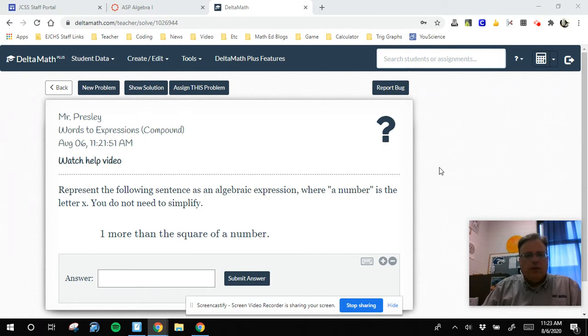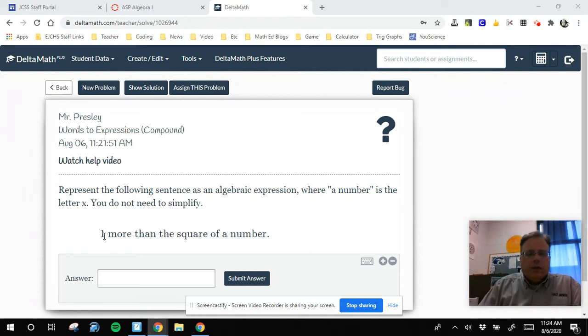So in a previous video, we looked at how we would convert from a sentence, like here in the middle, toward math. So it's just sort of writing it in math language. Well, something I left off was when you have more than one thing to worry about, and that's what compound is. It's two or more. So this problem says represent the following sentence as an algebraic expression where a number is the letter X. You do not need to simplify.